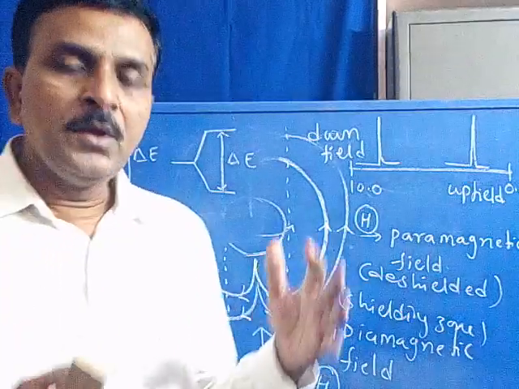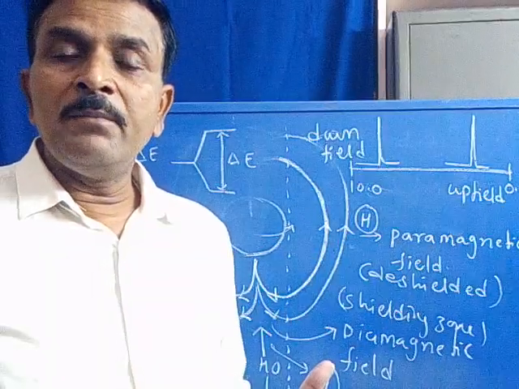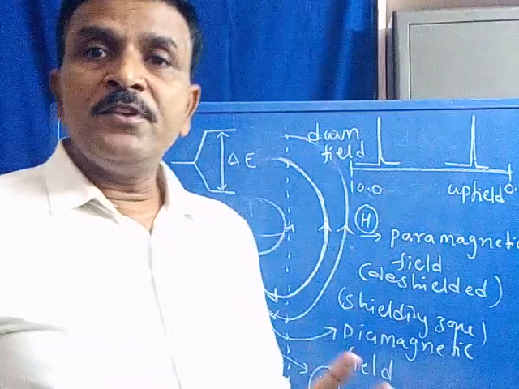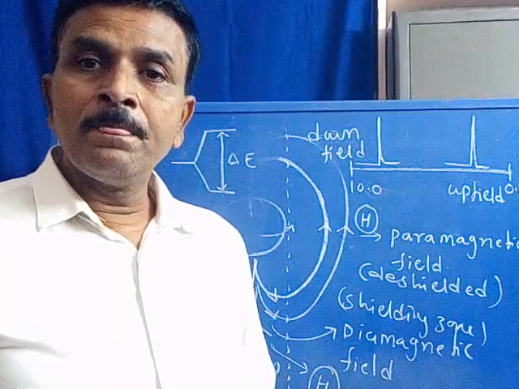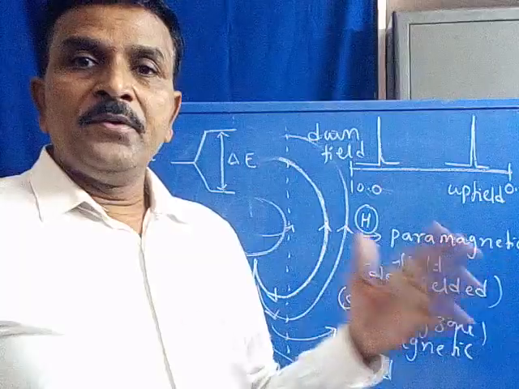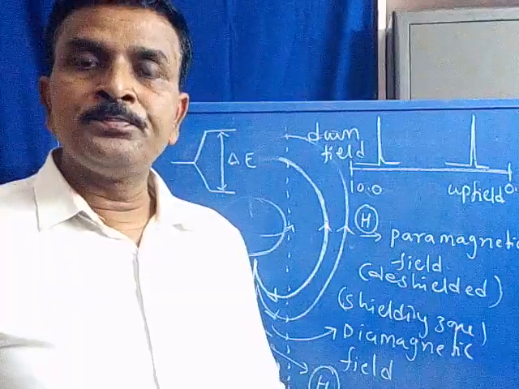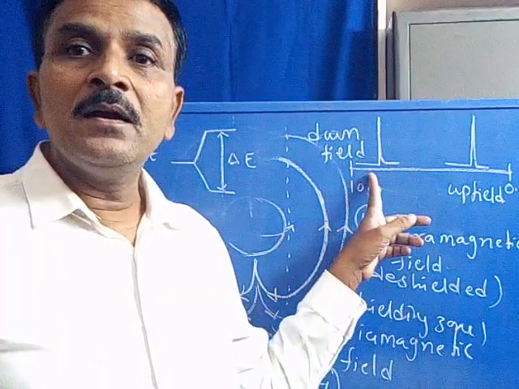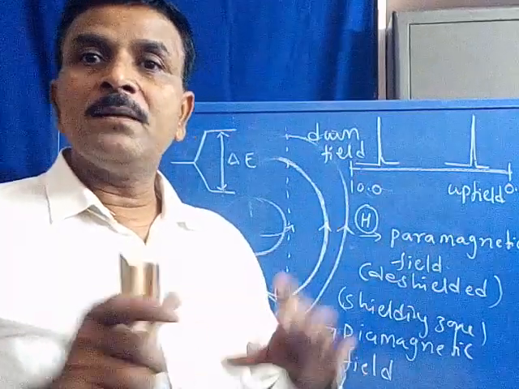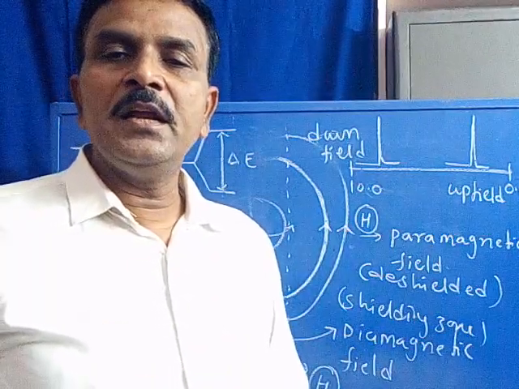So in brief, depending upon the situation of a proton, it may be under diamagnetism or under paramagnetism. The same proton, if situated under a diamagnetic field, has its signal appear at an upfield value, whereas the same proton, if situated under paramagnetism, that is the deshielding zone, has its signal appear at downfield values. So the absorption frequency depends upon the shielding and deshielding effect. So this is about shielding and deshielding effect.